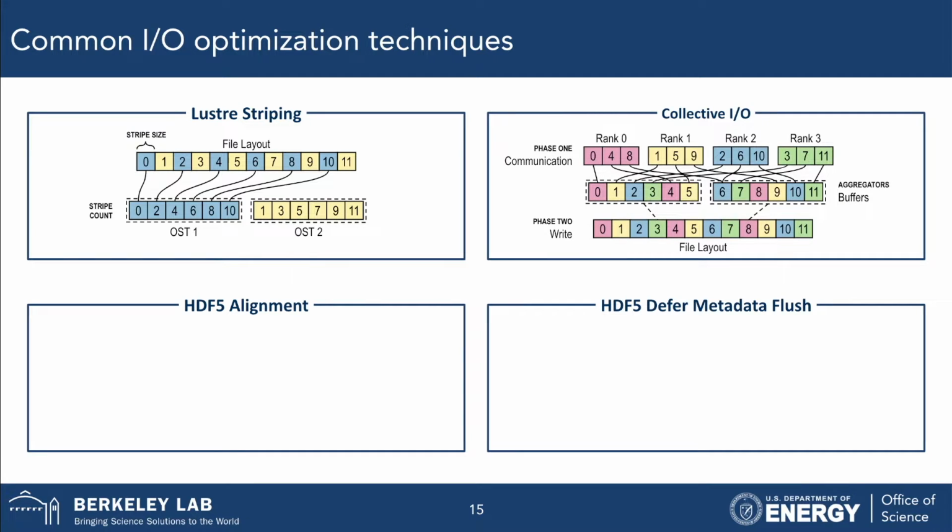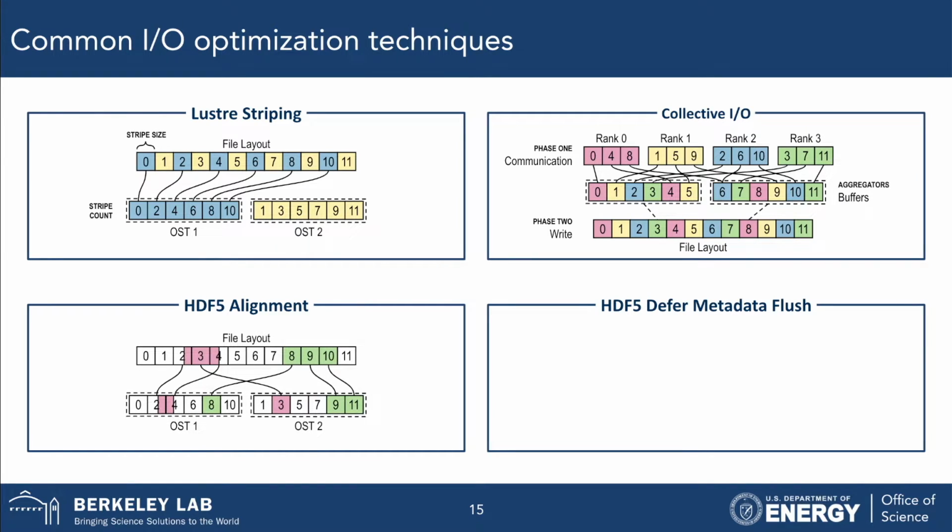We can also have collective I/O operations, where instead of each rank making its own request to the file, we can have a subset of them. Let's say rank 0 and rank 2 will aggregate, take all of the requests from the different ranks and issue larger and contiguous operations into the file. This is called collective I/O.